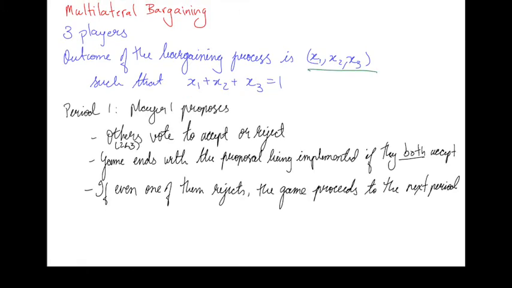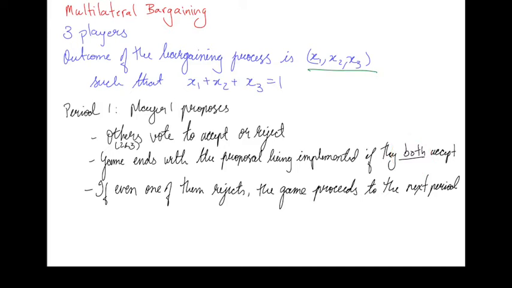We'll study a very simple bargaining model here. There are infinitely many periods. In the first period, player 1 makes a proposal. The others, so players 2 and 3, vote to either accept or reject. If they both accept it, whatever division of the surplus player 1 proposed is the division of the surplus, and the game ends. If even one of them rejects, then the game proceeds to the next period. So the voting rule here is that there needs to be unanimity. Everybody has to agree that this proposal is acceptable. Otherwise, the game proceeds to the next period.